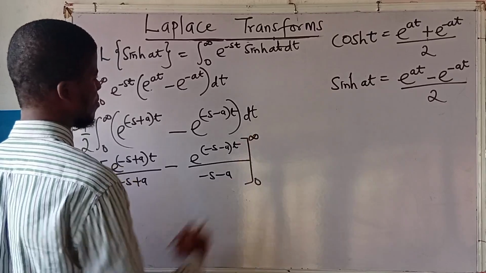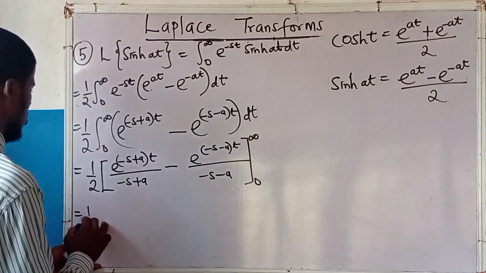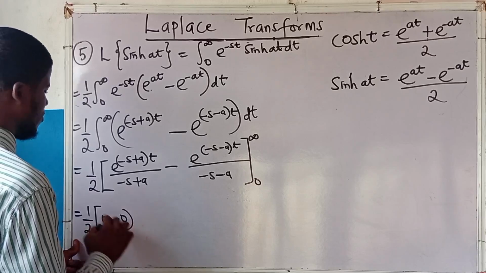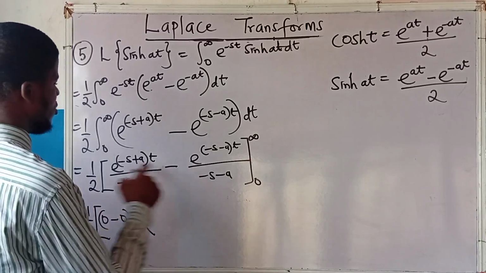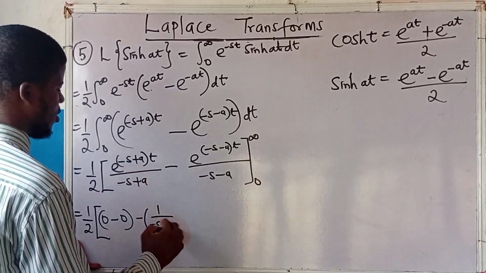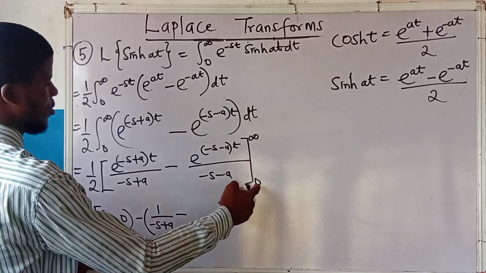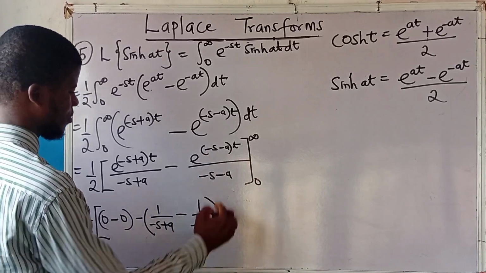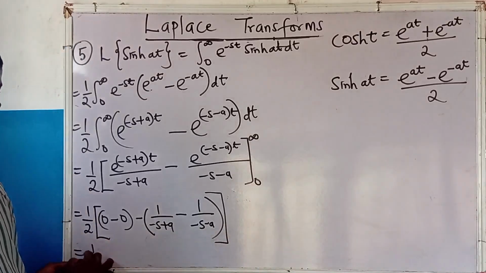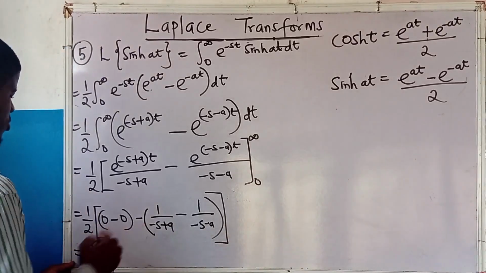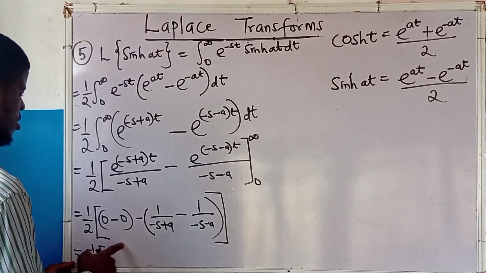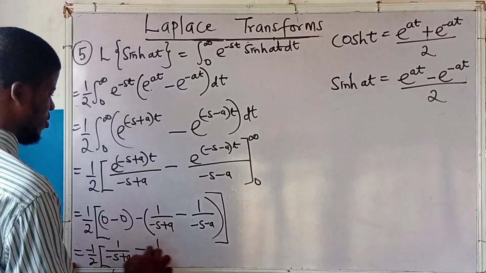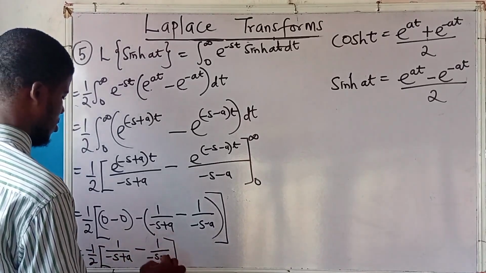from 0 to infinity. Alright, so let's plug in the upper and lower limits. If I plug in infinity here and here, it is 0. We did that before. Plug this 0 here, I'll be having 1 over minus s plus a left. Plug this 0 here, we're having 1 over minus s minus a left. So we have 1 over 2. This minus can come out, so leaving us with 1 over minus s plus a minus 1 over minus s minus a.